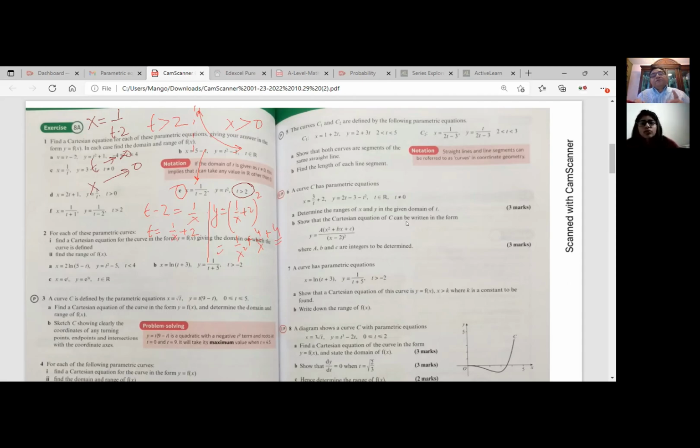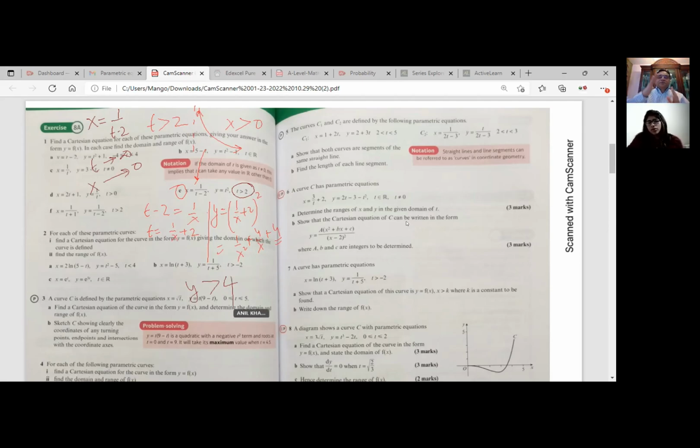If x is very, very small, then y is infinitely large, correct? Because 1 over x, with x very, very small, dividing by 0 gives you infinity. So it goes from 4 to infinity. Of course, 4 is not included, so y is greater than 4. Does it make sense to you?